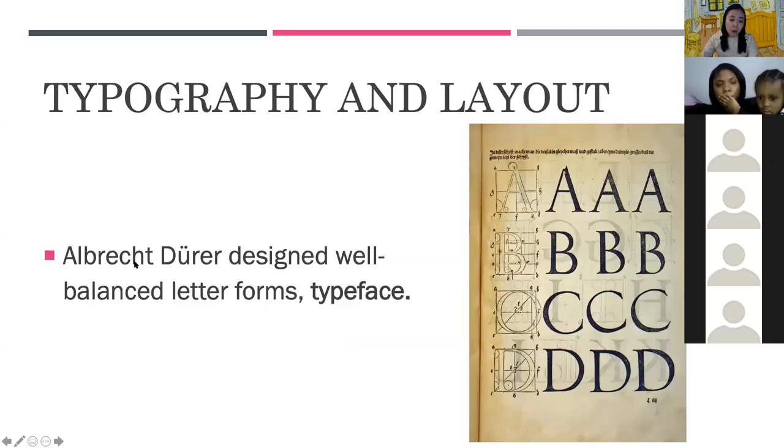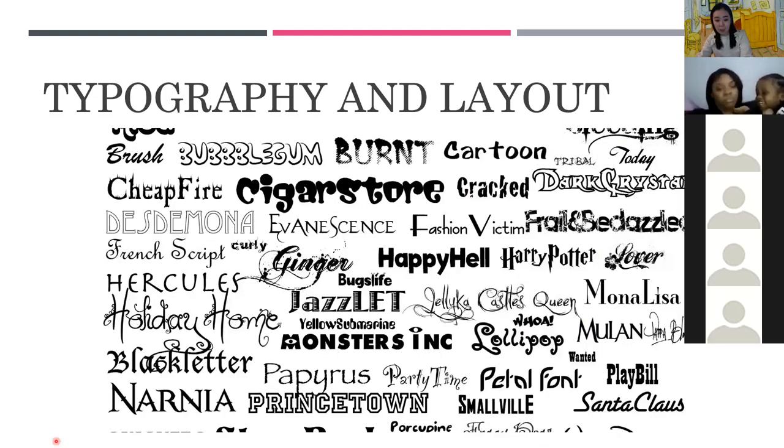Albrecht Dürer designed the well-balanced letter form called a typeface, constructing each letter within a square. Dürer paid special attention to the balance of thick and thin lines and to the visual weight of the serifs, which means the cross lines that finish the principal strokes. Today, type is created and set by digital and photographic methods. The design of typefaces continues to be an important and often highly specialized field, and graphic designers have literally thousands of styles to choose from.